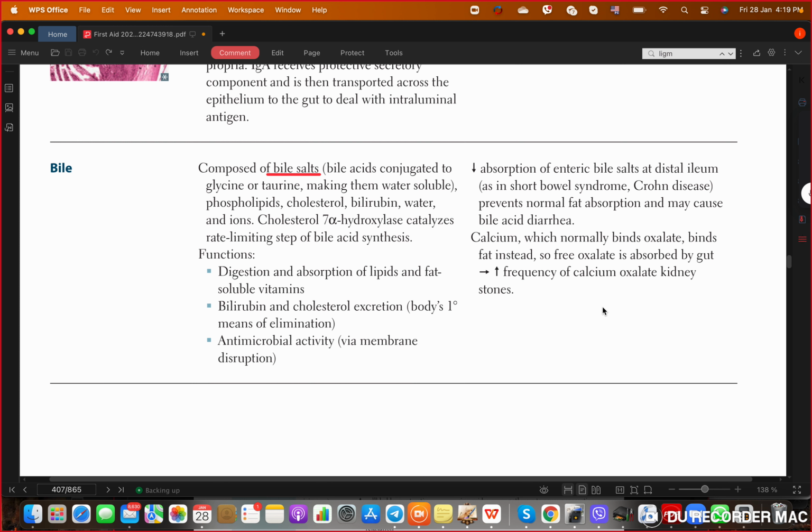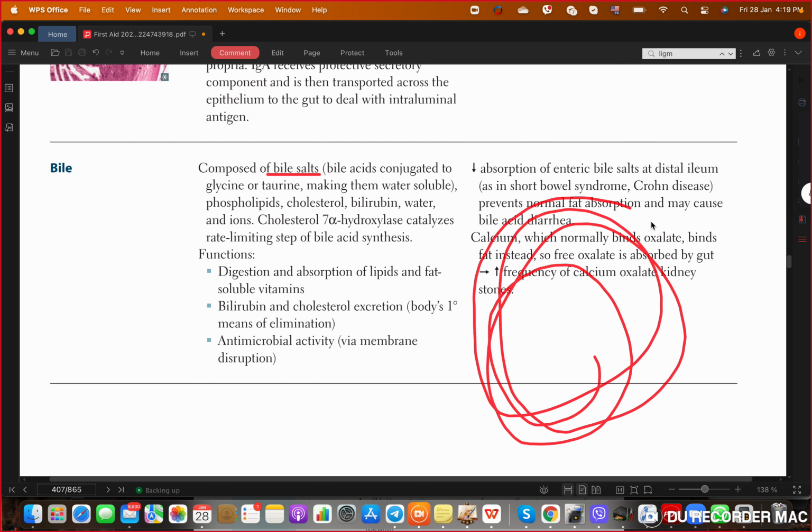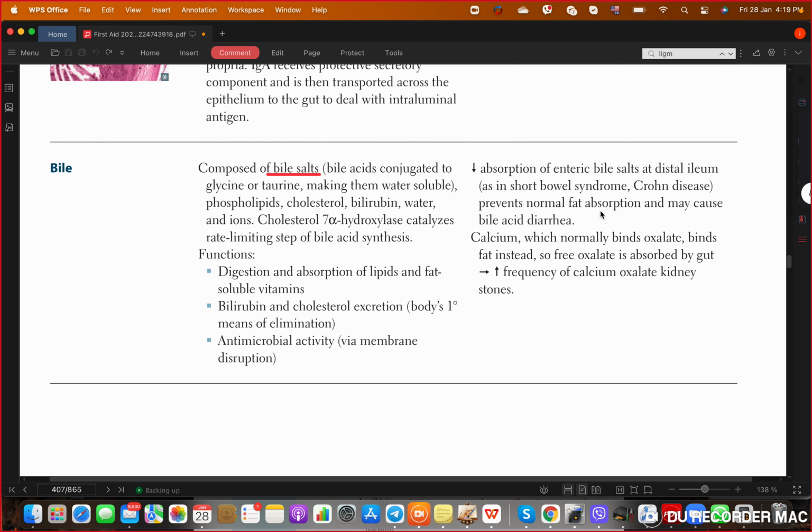But can the body make more bile salts though? Well, he makes them, but you need to have this enterohepatic circulation to keep a sufficient amount. The body can make bile salts, but he also needs to reabsorb them to have enough. So you will not have enough bile anymore, correct? If you have these problems, that prevents normal fat absorption and may cause bile acid diarrhea.